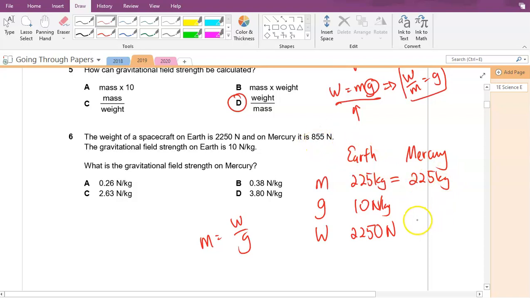It's mentioned that on Mercury, the weight is actually 855 Newton. So based on these two, how do you find G? G is taken as W over M, so take this over this, you're going to get 3.8. Take note, I shouldn't write DR, I should write 3.8 Newton per kg. Okay, next.